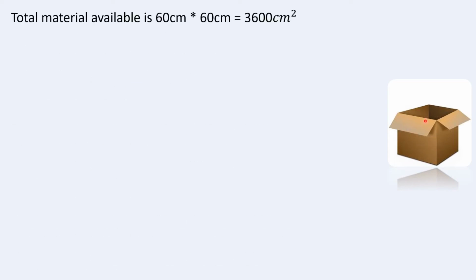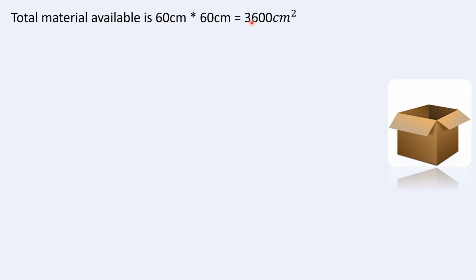Now I want to try and draw the box for you. This is the box I'm talking about. The bottom is closed, we open the top. This is the box we are talking about. So the bottom is closed and the top is open, and then we have the total material available. The total material available is what? 60 by 60. That's 60 times 60.